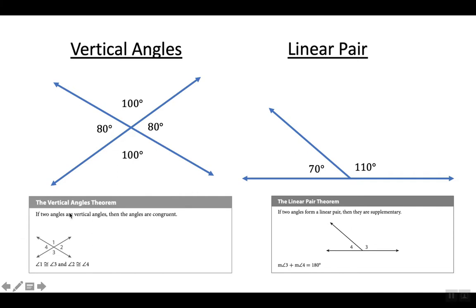Alright, so up here you can see that these two angles are vertical, so they have the same measure. They're both 100 degrees. And these two angles are vertical, so they have the same measure also, which is 80 degrees.